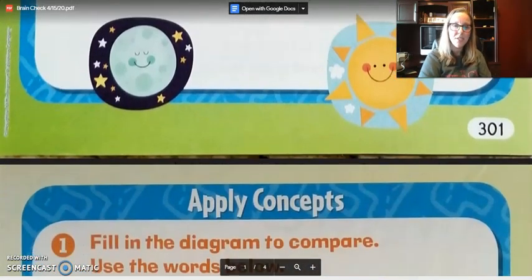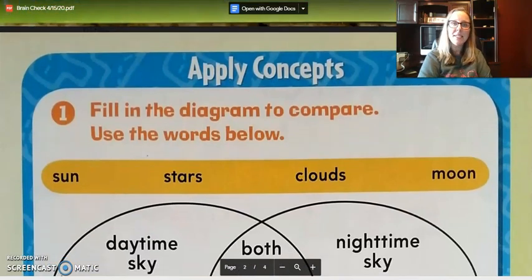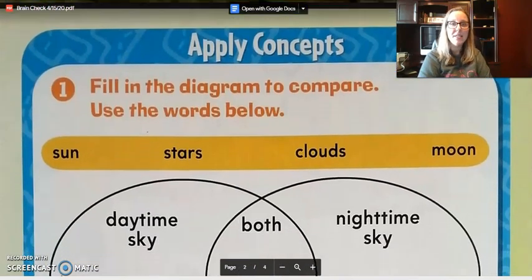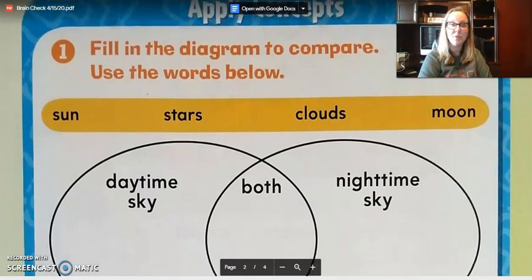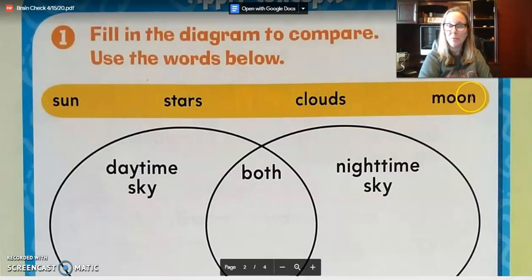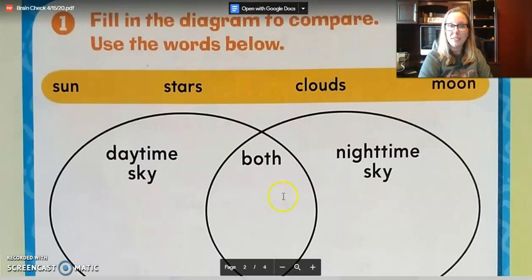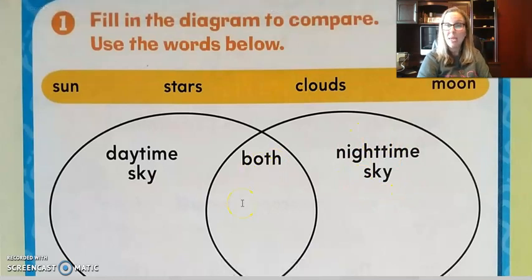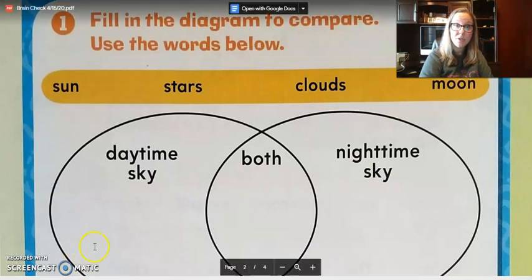You turn your page. And this side says apply concepts. Fill in the diagram to compare. Use the words below. So you're going to use the words here in this yellow box: sun, stars, clouds, and moon. And you will decide, are those objects things you would see in the daytime sky, the nighttime sky, or both daytime and nighttime skies? Once you decide where those words go, you will write them in this diagram.